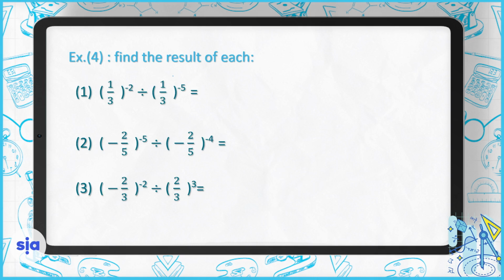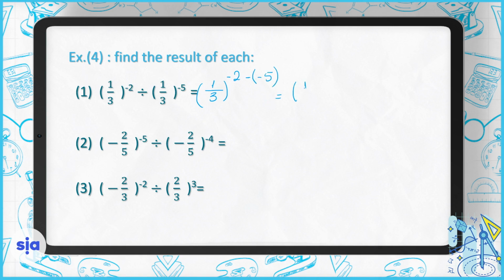Exercise number 4. Find the result of each of the following. Question 1. Yes, they have the same base and you're dividing them, so we subtract their powers. So the base is 1 over 3, negative 2 minus negative 5.